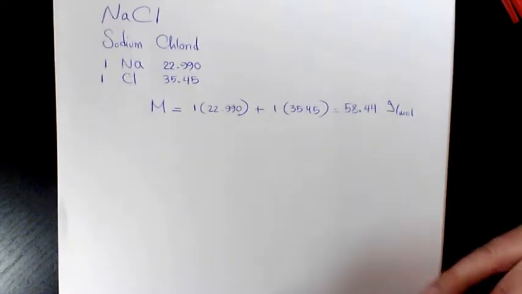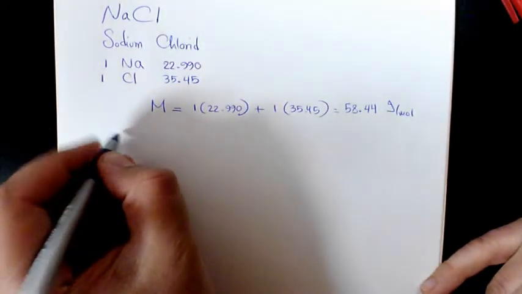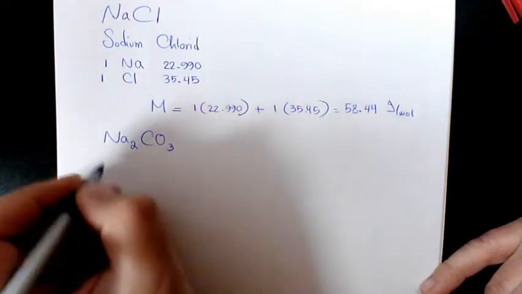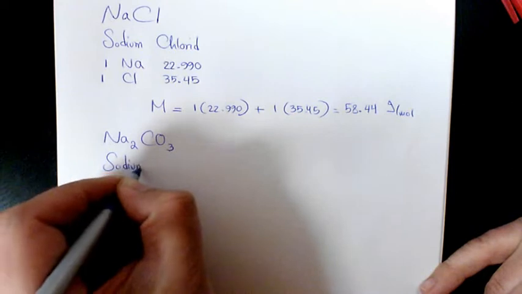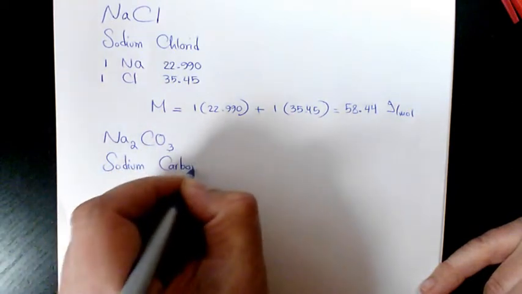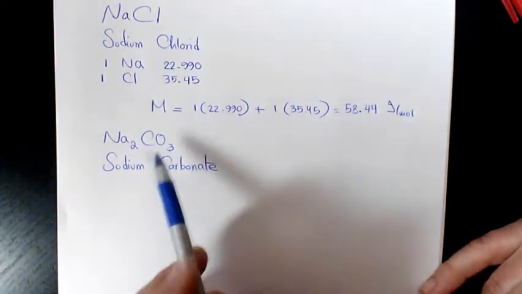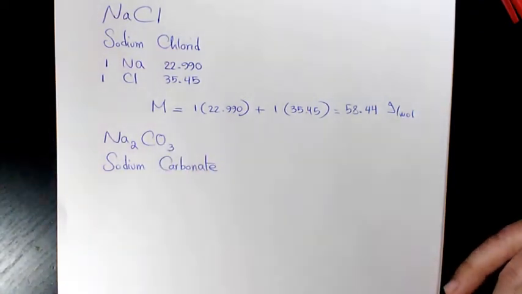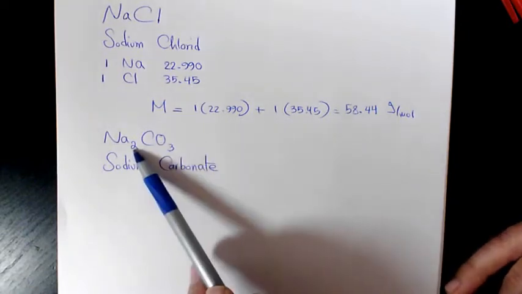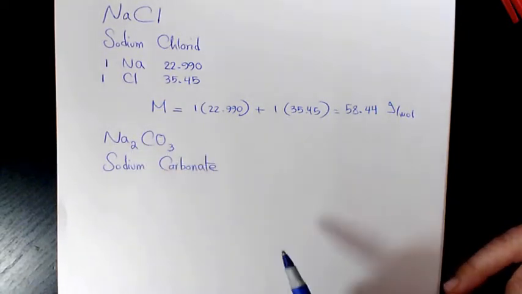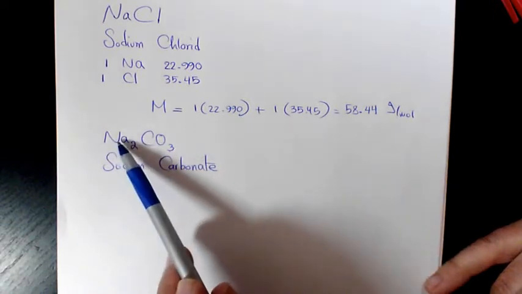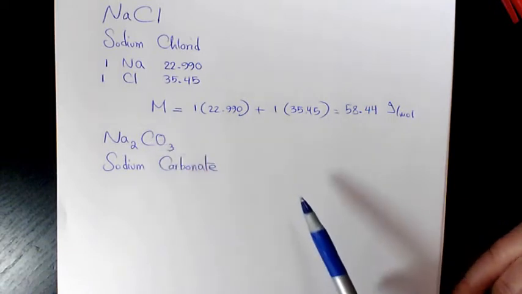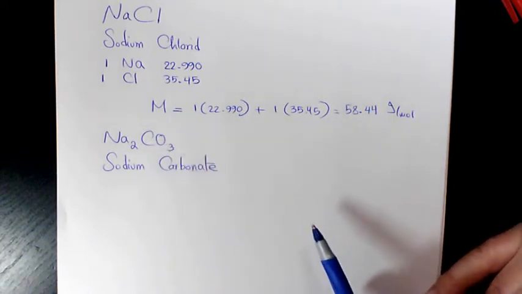Next compound is sodium carbonate. Sodium carbonate is Na2CO3. Carbonate is a polyatomic ion. Carbonate is 2 negative, so that's why the charge is -2. So that's why we have 2 in here for sodium. And sodium is +1, so therefore we have just 1 in front of CO3, which we normally don't write.